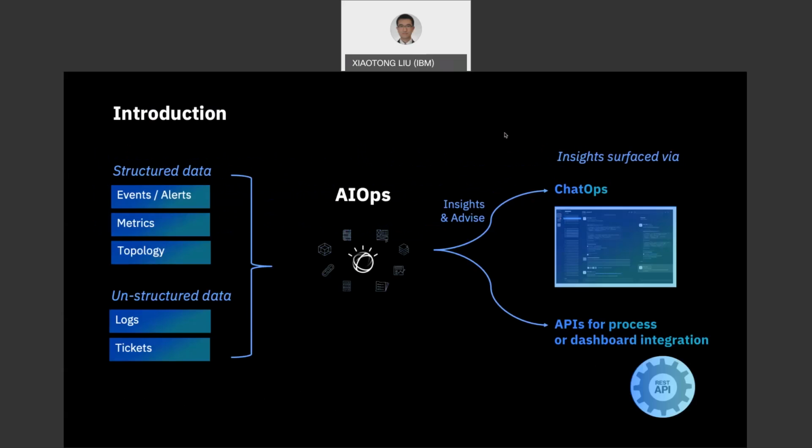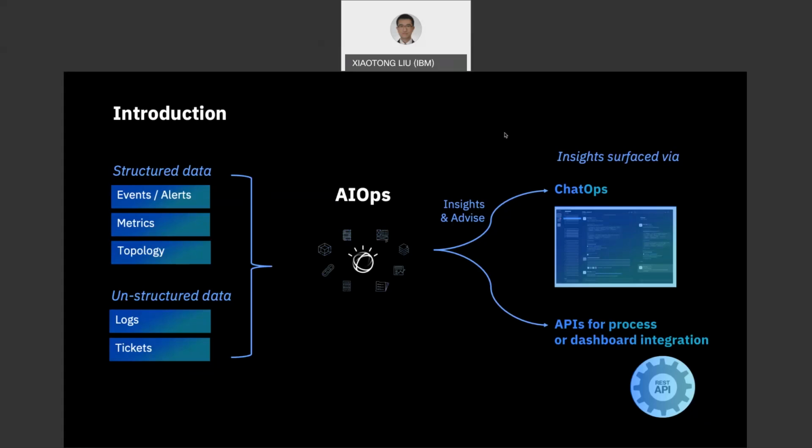IT operations environments generate many kinds of data. These include metrics, alerts, events, logs, tickets, application and infrastructure topology, deployment configurations, and chat conversations. Of these, metrics and alerts tend to be structured in nature, while logs and tickets are unstructured data types. Also, among these data types, logs and metrics sometimes can be leading indicators of problems, while alerts, tickets, and chat conversations tend to be lagging indicators.